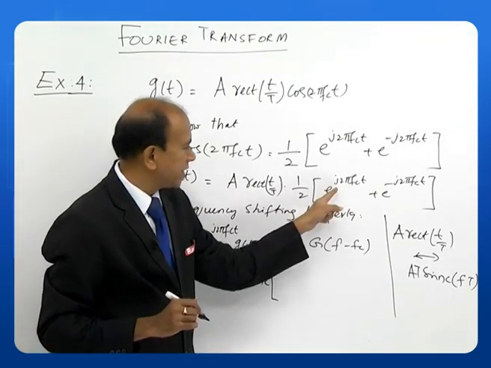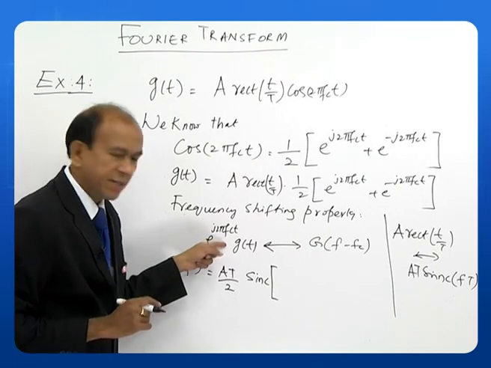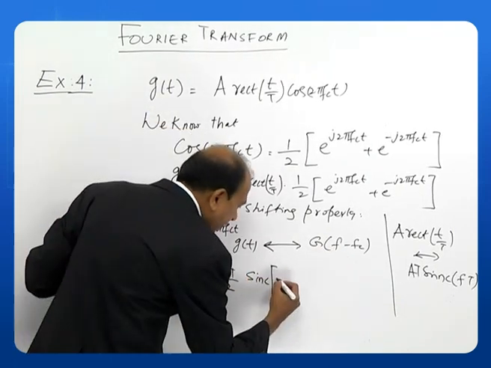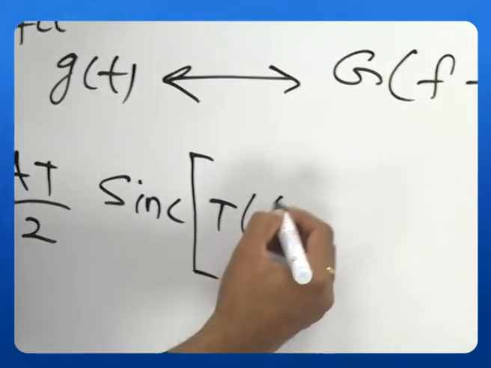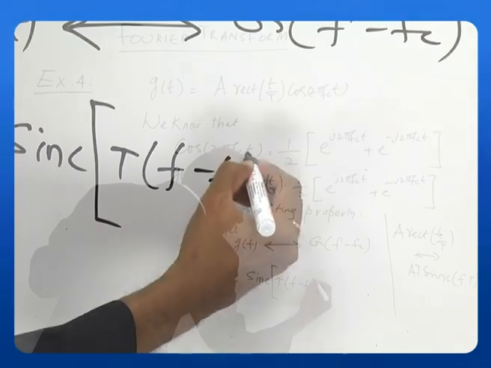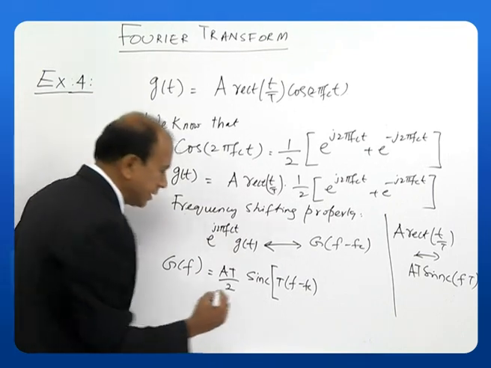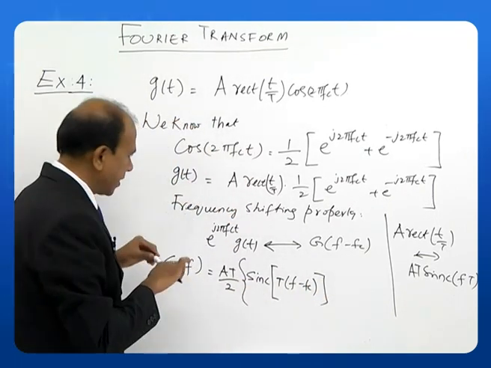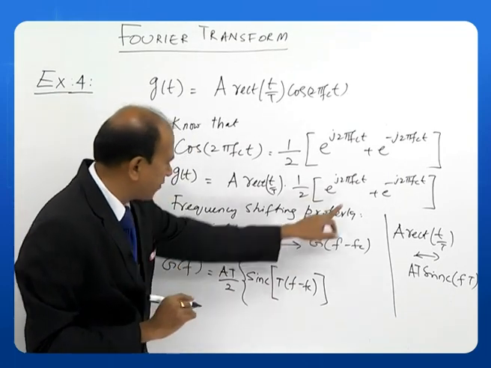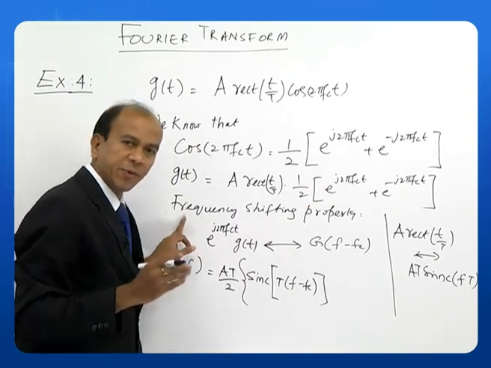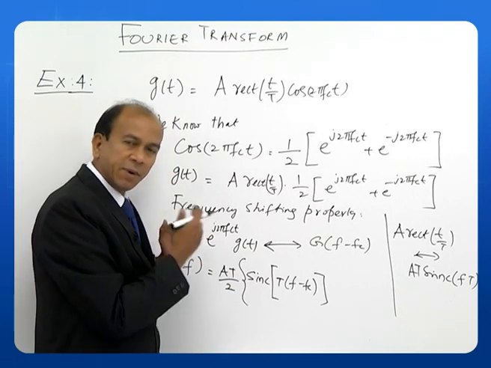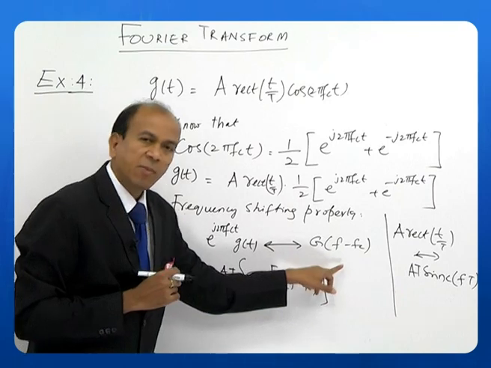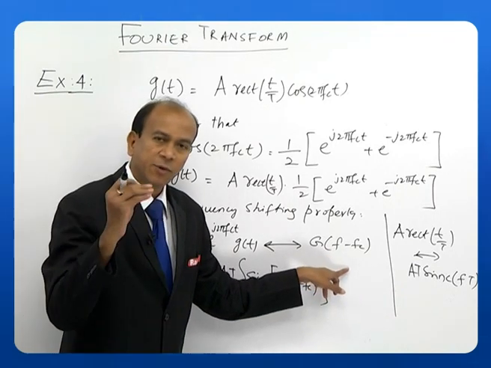the first function is getting multiplied by e to the power of j 2 pi f_c t, that is, it must be G(f minus f_c). So, it will be sinc of T into (f minus f_c). Why is this f minus f_c? Because the first factor is getting multiplied by e to the power of j 2 pi f_c t, so it will be shifted by a frequency f equal to f_c.